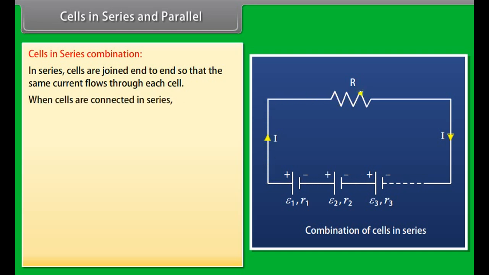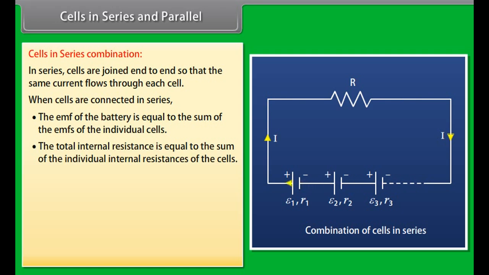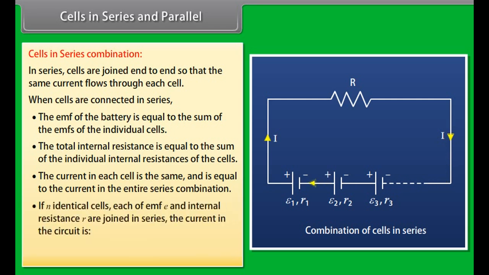When cells are connected in series, the EMF of the battery is equal to the sum of the EMFs of the individual cells. The total internal resistance is equal to the sum of the individual internal resistances of the cells. The current in each cell is the same and is equal to the current in the entire series combination. If n identical cells, each of EMF E and internal resistance R, are joined in series, the current in the circuit is equal to nE/(R + nR).